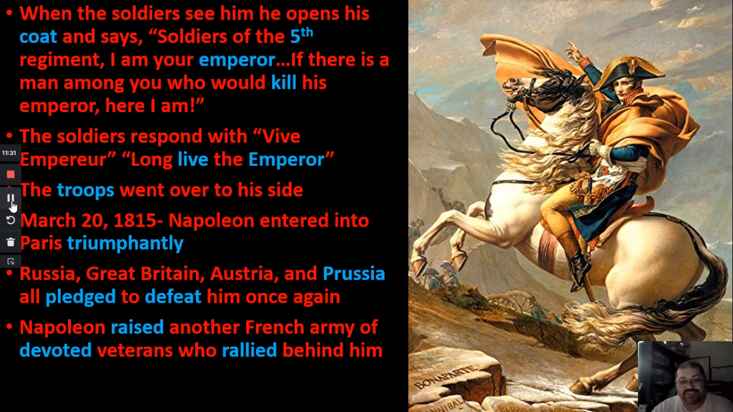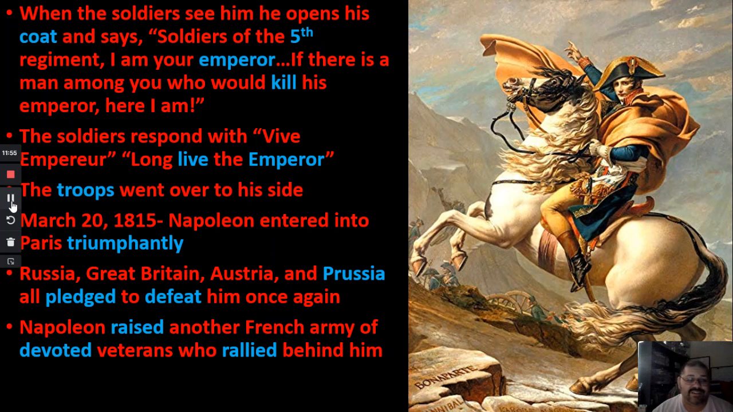So on March 20th, 1815, Napoleon enters Paris, like in that picture there, Mr. Chingon on the horse, just riding like, yeah, that's what's up. The people are shouting, yay, Napoleon, we love you, we love you. He's like, yeah, I know y'all do. So King Louis the 18th takes off.